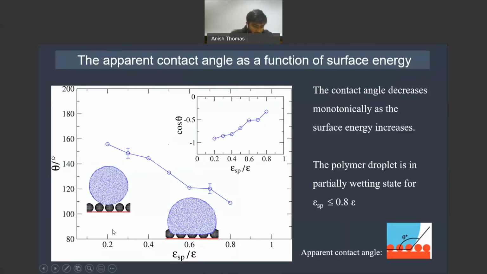So if you take a look at surface energy 0.2, at low surface energy, the droplet is almost circular and the contact angle is almost 160 degrees, really high. But as the surface energy increases, the apparent contact angle reduces. If you take a look at a surface energy of 0.6, you can see the contact angle is 120 degrees. So we can conclude that the contact angle decreases monotonically as surface energy increases. Also, the polymer droplet is in a partially wetting state for surface energy less than or equal to 0.8 epsilon.